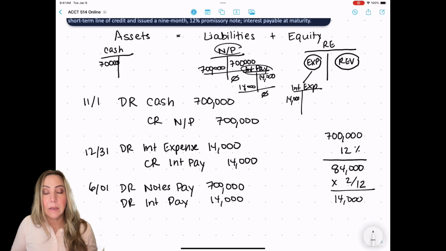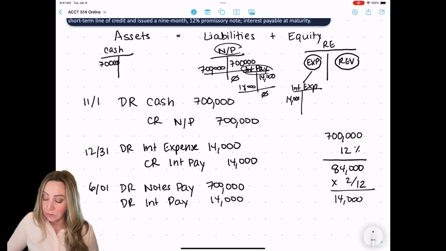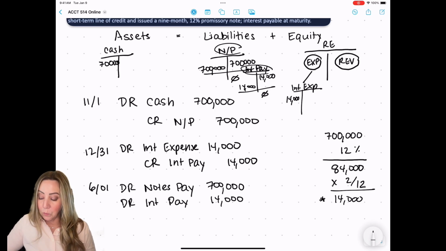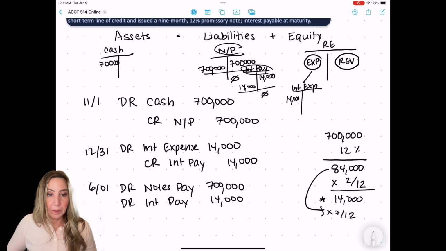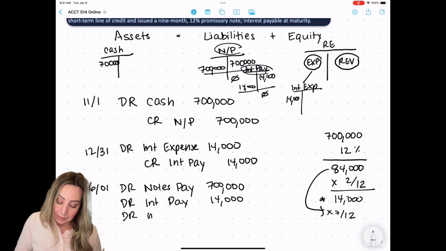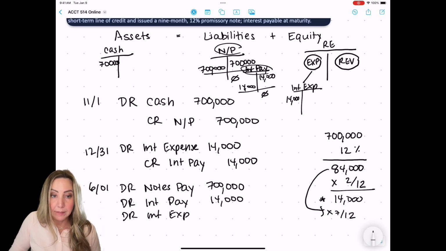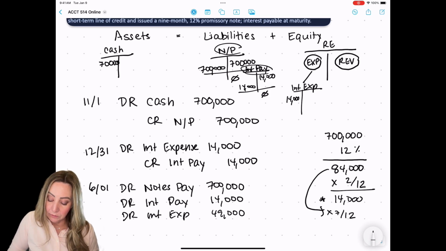But that's not all, because it's been another 7 months since we borrowed this money, which means we owe 7 more months of interest. We had calculated that 14,000 was the amount for 2 months of interest, but we now need to know what another 7 months of interest is. I can do this a number of ways. I can take that 84,000 and multiply it by 9 over 12 and subtract the 14, or I could just take the 84,000 and multiply it by 7 over 12. Either way, I get the remaining interest expense on this note, and that is $49,000.